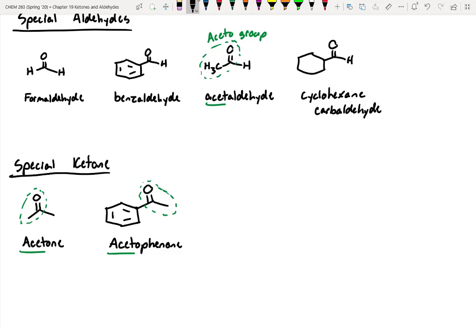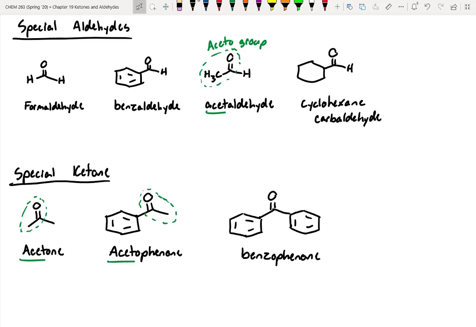And then the last one that's pretty common, in fact, some of you had this as an unknown for one of your labs last term, is this compound where you have 2 aromatic rings, meaning 2 phenyl rings in this case, coming off each side of the ketone. And this is called benzophenone. Pretty common starting material in organic synthesis.